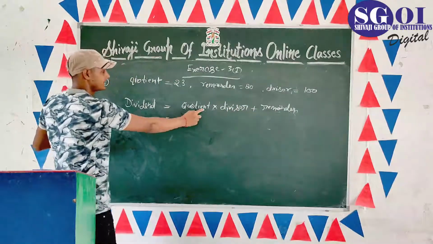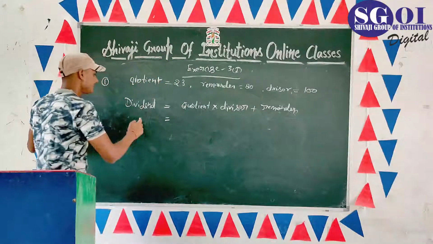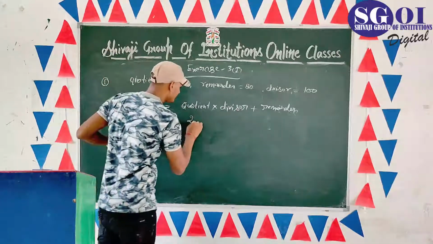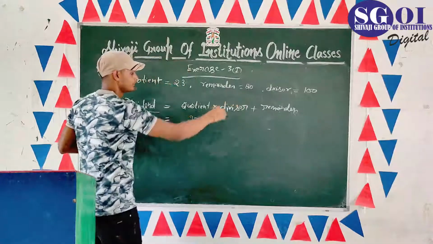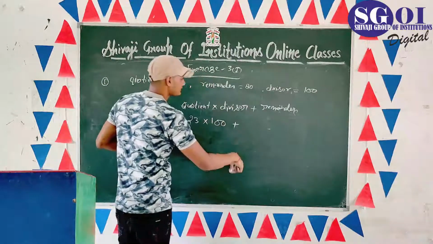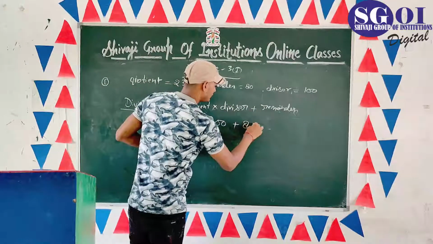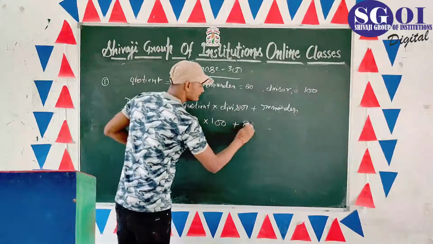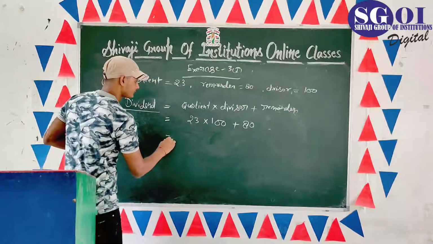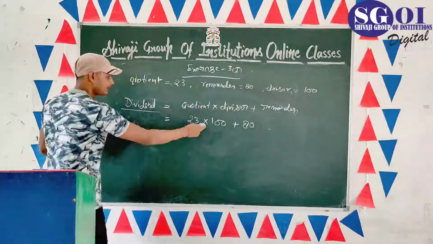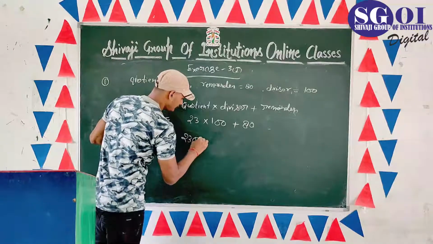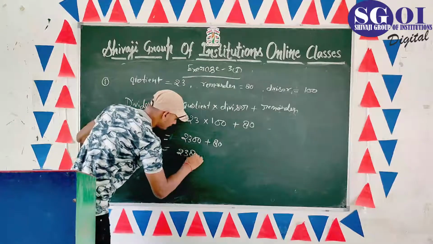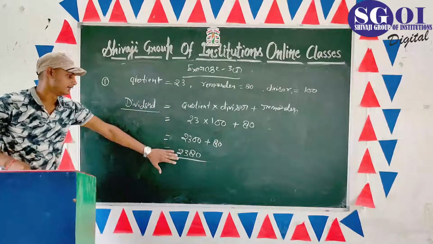As we are given quotient, divisor and remainder, we have to find the dividend. Quotient is equal to 23, divisor is equal to 100, plus remainder 80. We put all the values from there. Multiply 23 by 100 is 2300, plus 80 is 2380. Here we got the answer.